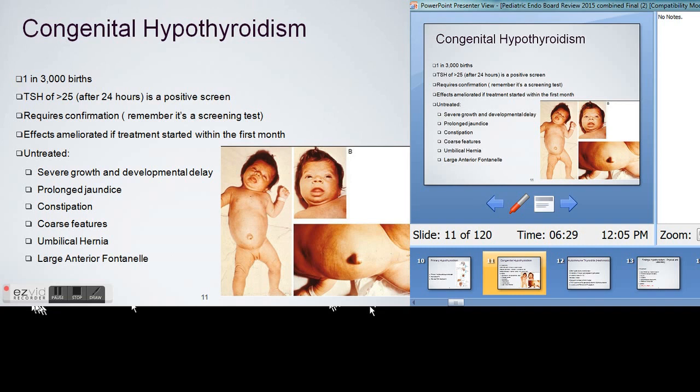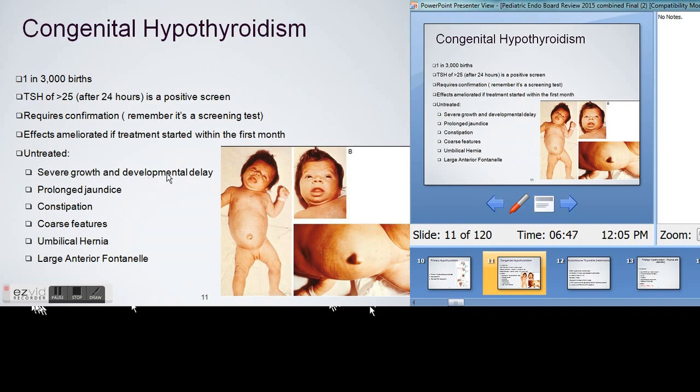Usually babies are born asymptomatic, so they don't look hypothyroid. They look like any normal baby, and that is typically because thyroid hormone can cross the placenta from mom and go to baby, so baby will not look hypothyroid because they will be getting some maternal thyroid hormone.